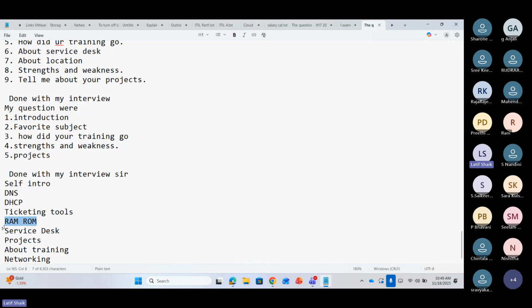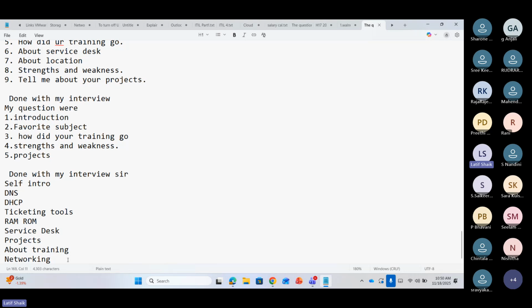RAM and ROM, see, it is very simple. RAM and ROM differences. What is service desk? Explain your final year engineering project. Okay, again, it went to the project again. About your training: when did your training start? What are the things you are learning in your training? What is the difference from before you joined the training? What are the things you newly learned in this training? Okay, you learned about the service desk, hardware, networking basics. In networking, you learned about IP address like that.